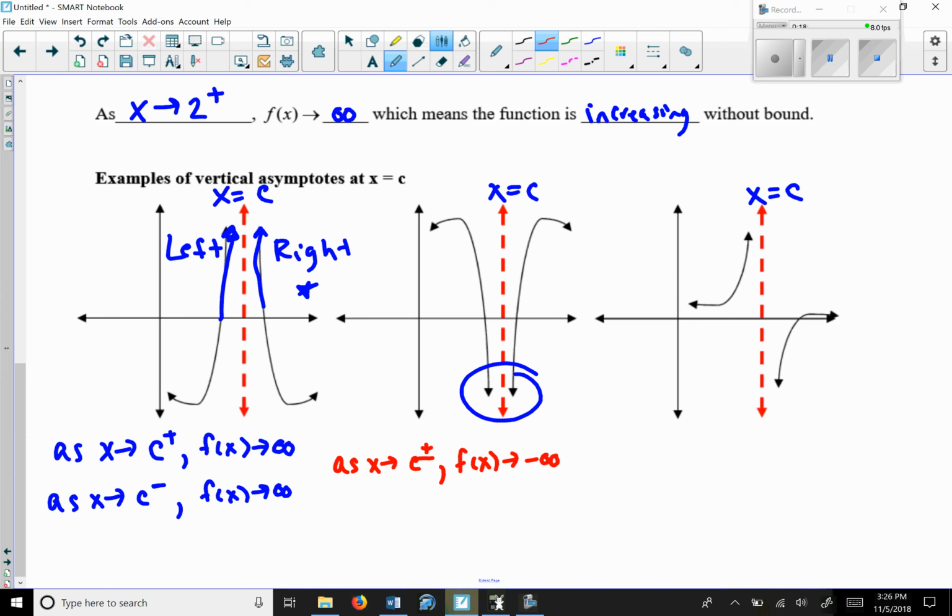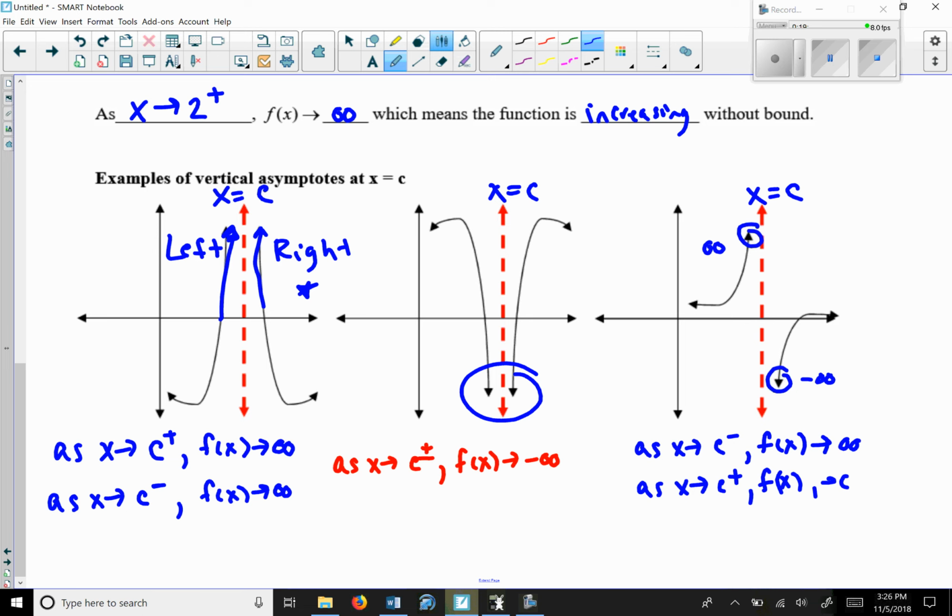That's okay. But as in the case of the next one, when you are going to separate places, such as this one's going to infinity on this side and this one's going towards negative infinity, you do have to write them separately. So as x approaches c from, let's do the left side first, the left side, f of x is approaching infinity, and as x approaches c from the right side, f of x now is approaching negative infinity.